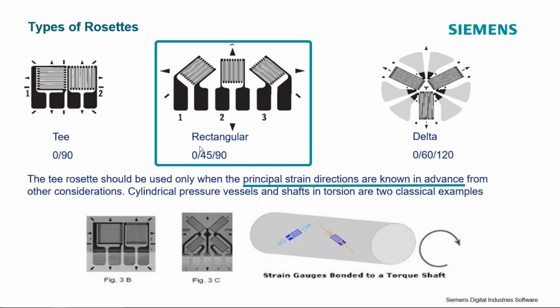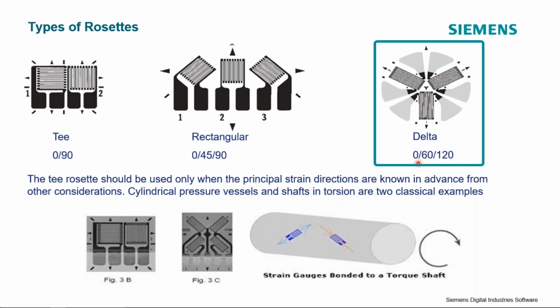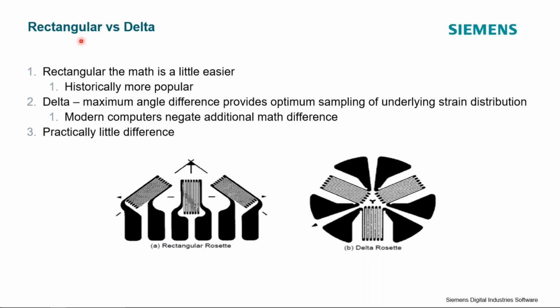In other cases, we use either a rectangular rosette, so a 0-45-90 strain gauge rosette, or a delta rosette, a 0-60-120 rosette. There's not much difference between using a rectangular or a delta rosette. Historically, rectangular rosettes were a little more common because the reduction math is a little easier.